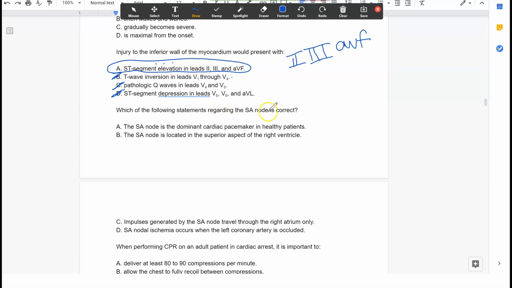Which of the following statements regarding the SA node is correct? Dominant cardiac pacemaker in healthy patients. Good, yeah. No, located superior aspect of the right ventricle. No, it's in the atrium. Impulses generated by the SA node travel through the right atrium only. No, it goes through the whole heart. SA nodal ischemia occurs if the left coronary artery is occluded. No, it's the right coronary artery that gives the SA node its blood. Main pacemaker in the heart of a healthy patient.